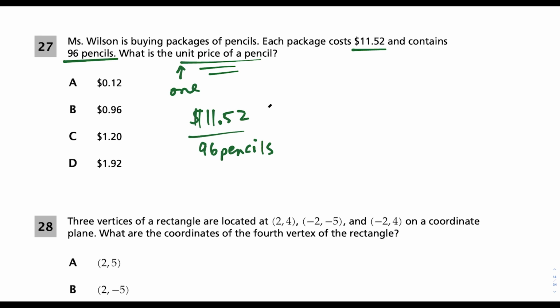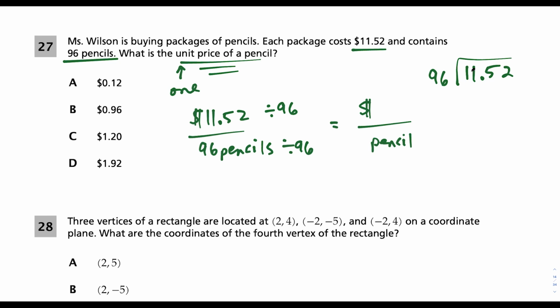So really what we're doing here, it's kind of like reducing a fraction, is we're dividing the top and bottom by 96. And this is going to tell us how much it costs for one pencil. Okay, so the cost per pencil like this. So we're dividing the top and bottom by 96. 96 divided by 96 is 1. So that's how it's telling us the cost of one pencil. So now I just have to do 1152 divided by 96. And that I'll just do on the side. So I have 1152 divided by 96.